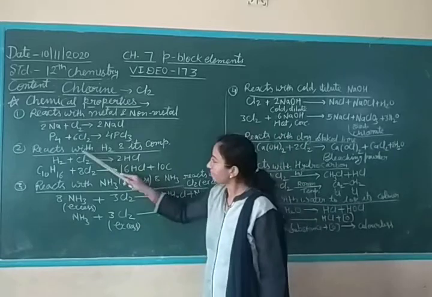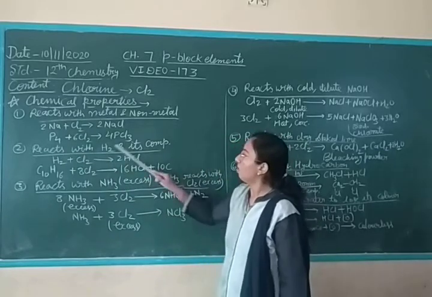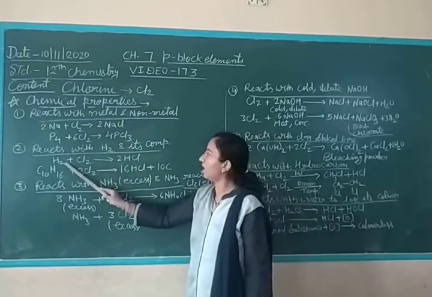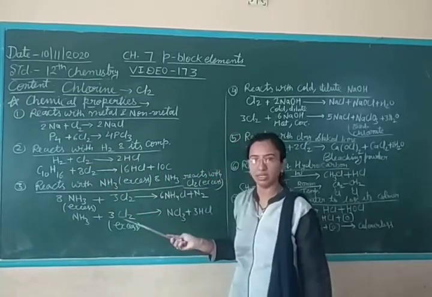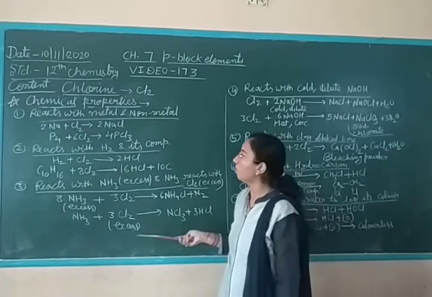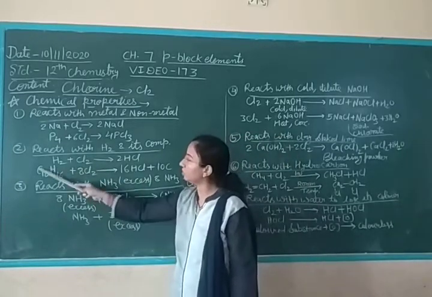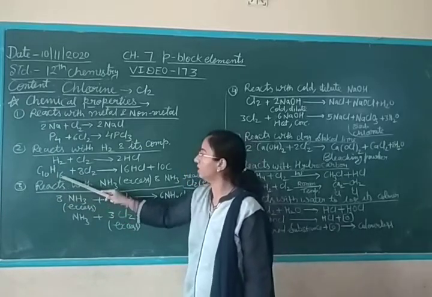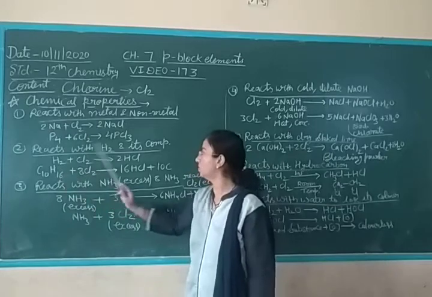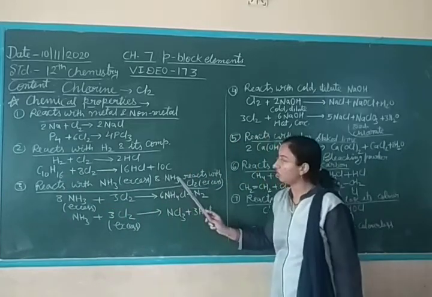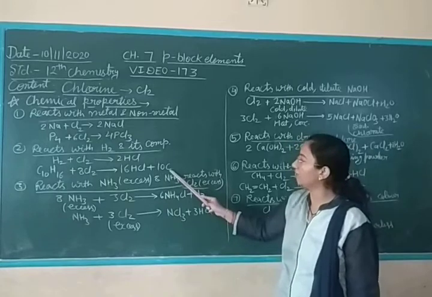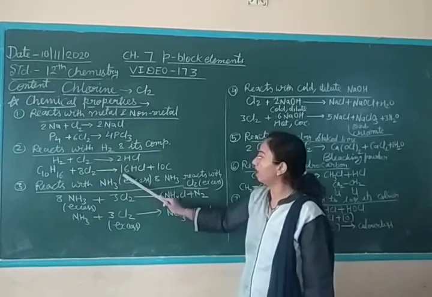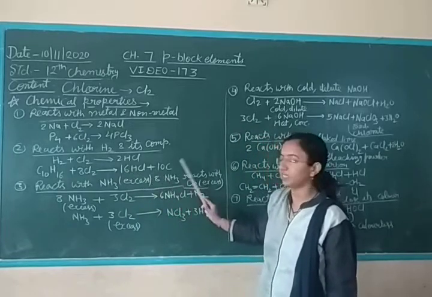Then the second chemical property: chlorine reacts with hydrogen and its compounds. When it reacts with hydrogen, it forms HCl, hydrochloric acid. If it reacts with a hydrogen compound like C10H16, it also forms HCl and carbon is eliminated: C10H16 plus 8Cl2 converts into 16HCl plus 10C.